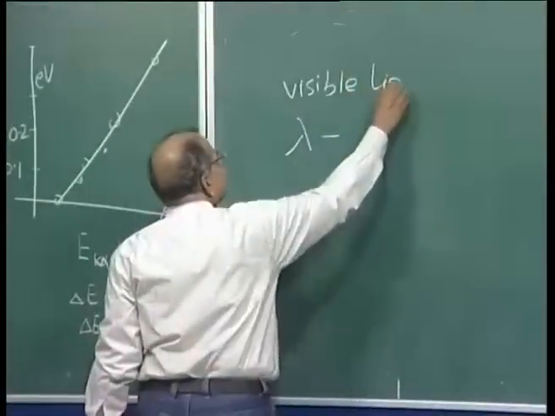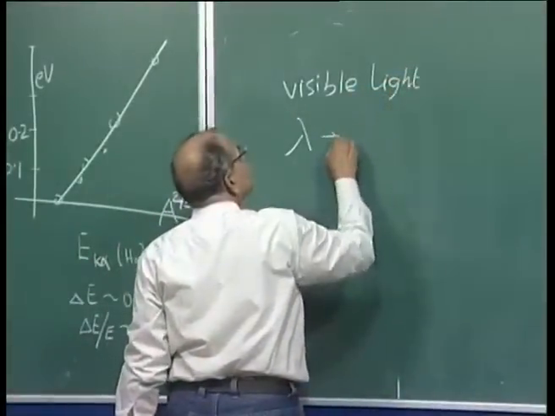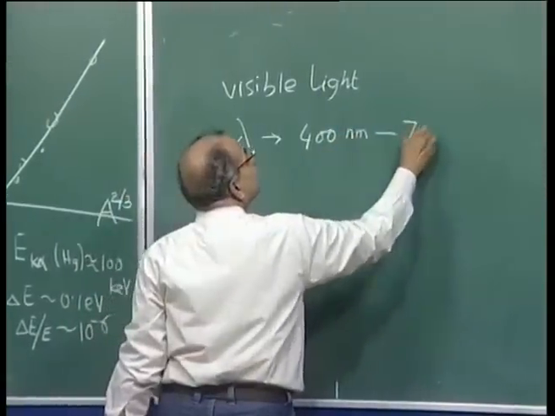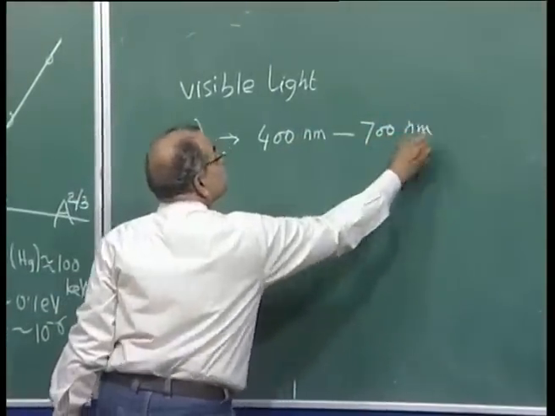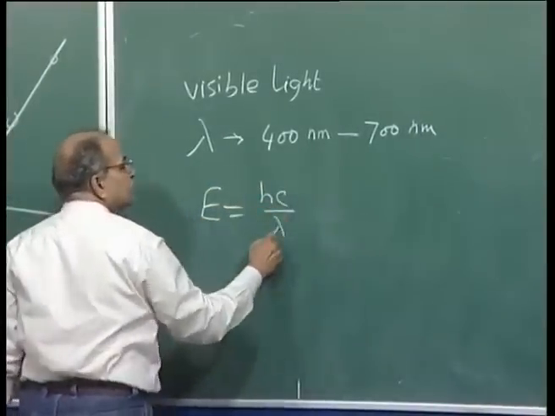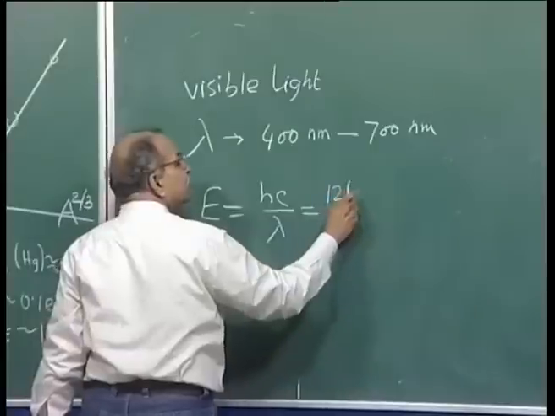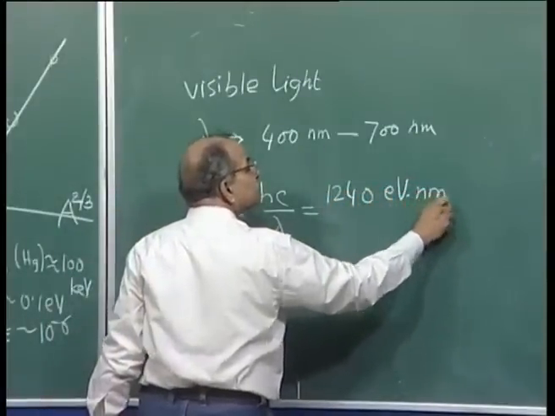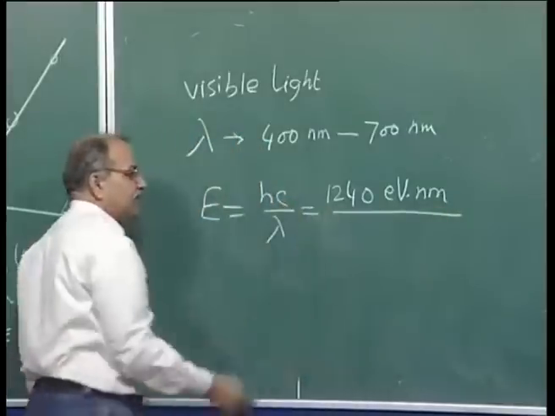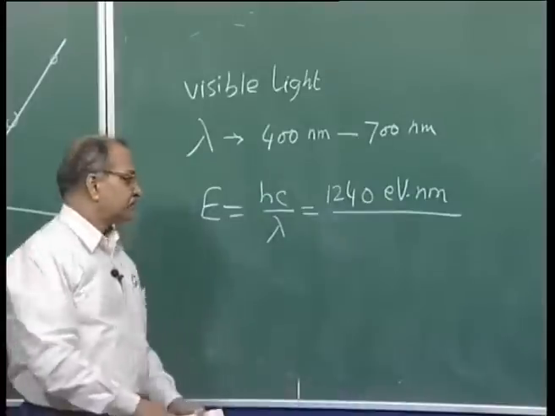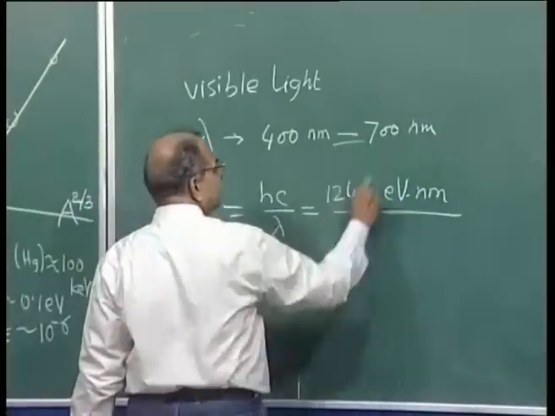Visible light, what is the wavelength range? 400 nanometers to 700 nanometers, and the energy is hc by lambda, and hc is 1240 electron volt nanometers. Good thing to remember: h times c is 1240 eV nm, and for lambda take something here.